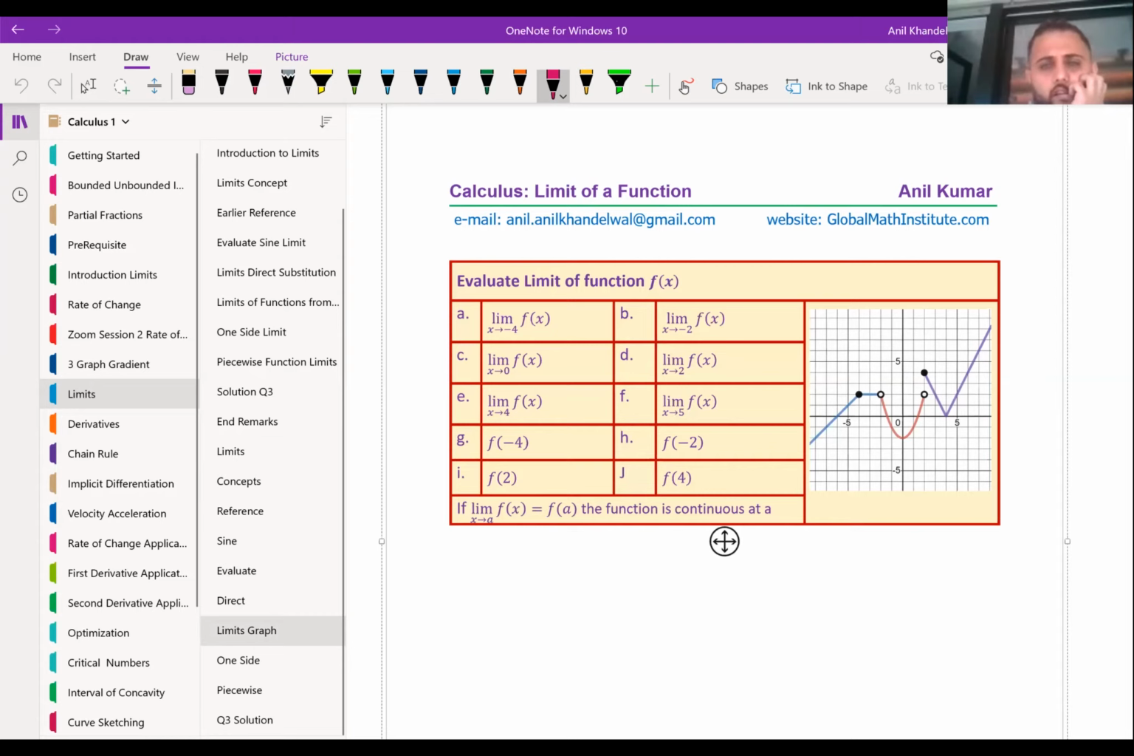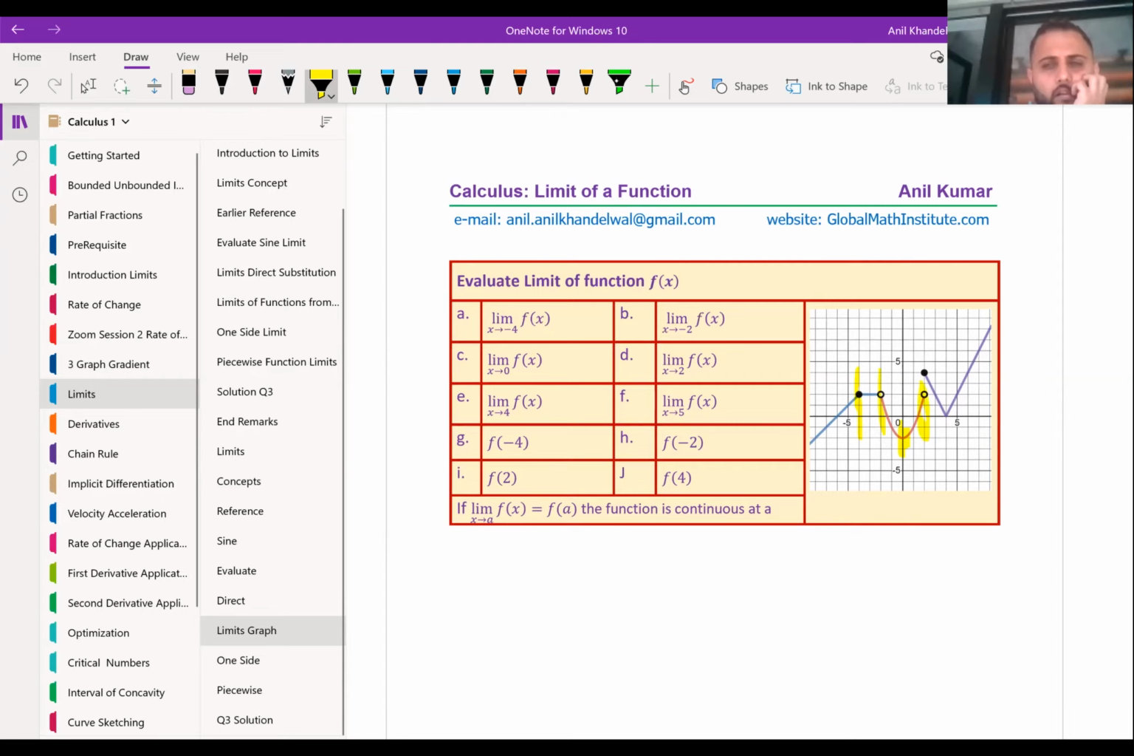Beginning with A, limit of f of x when x approaches -4. What is the answer? 2. Perfect. When x approaches -2. 2. No. When x approaches 0, correct. Oh, when x approaches 0. -2. Correct. When x approaches 2.